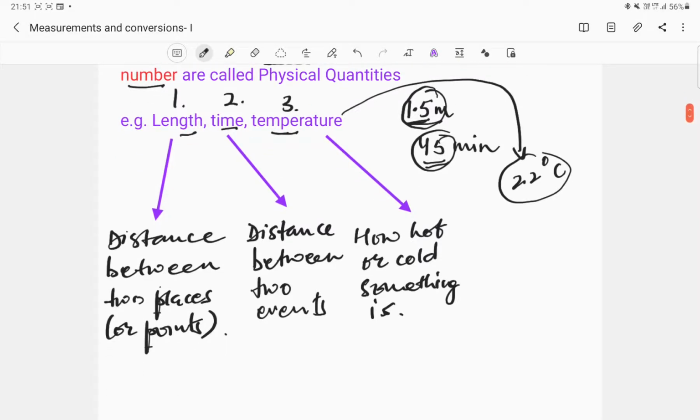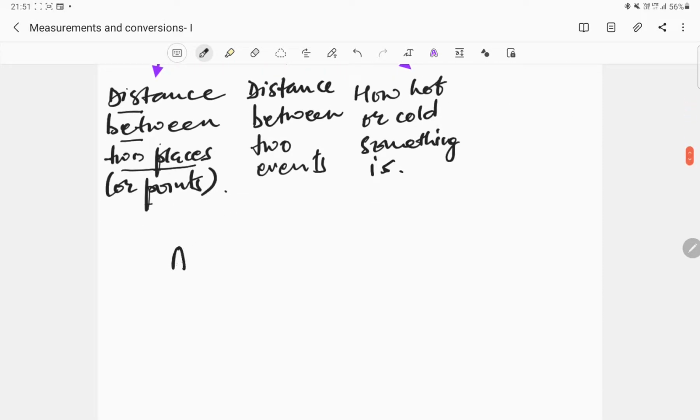Now, very rapidly, I'm just going to tell you what length is. Length is the distance between any 2 places. Let's say this is a place or a point A. Let's call this point A. A point is nothing but a place, right? So let's say this is a point A and let's say this is point B. The distance between point A and point B is called the length of the substance.